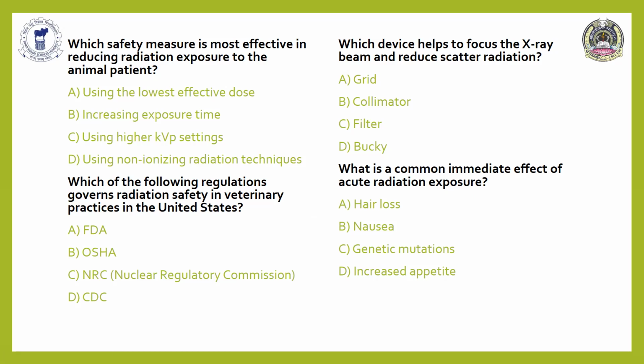What is a common immediate effect of acute radiation exposure? Genetic mutation, C. Genetic mutation cannot happen immediately, and it will occur with chronic radiation. It is asking about the most common immediate effect of acute radiation exposure. B, ma'am. Hair loss, no, nausea. Who is saying nausea? The correct answer is nausea, okay? It is seen most immediately.